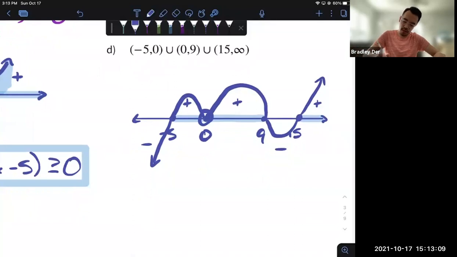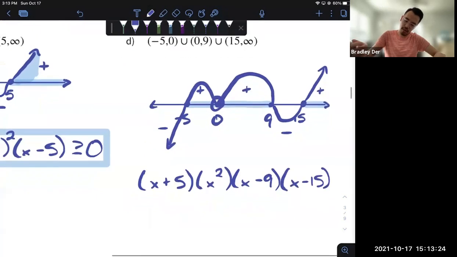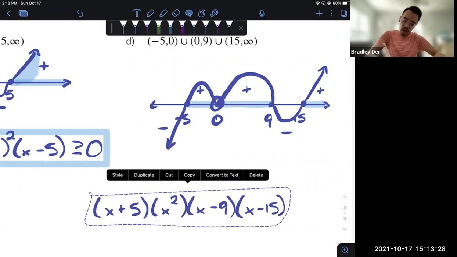So let's write up the polynomial. I've got an x plus 5, an x, and I will incorporate the bounce this time. I'll put a square in there. x minus 9 and x minus 15. That seems right. That feels right.